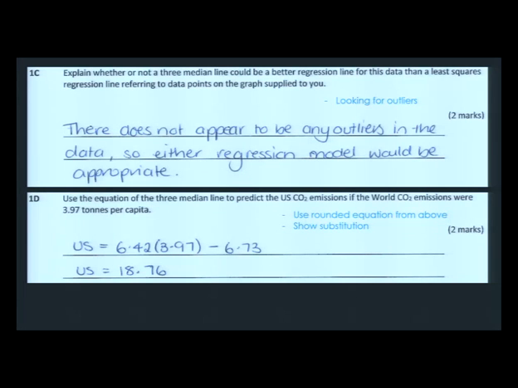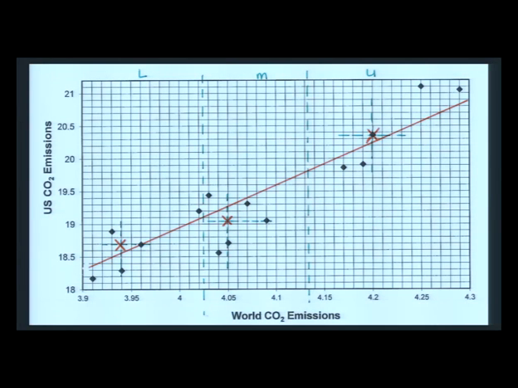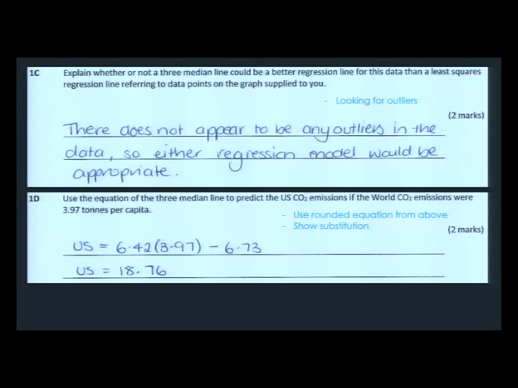So you go back to your scatter plot and you say, were there any outliers here? I don't think there were. That looks pretty linear, pretty together, I guess, is a way of saying it. There doesn't appear to be anything outside of that data set that's unusual. So that's why we've said here there doesn't appear to be any outliers. So either regression model would be appropriate. Okay? However, if your scatter plot had an outlier, you must say 3 median.